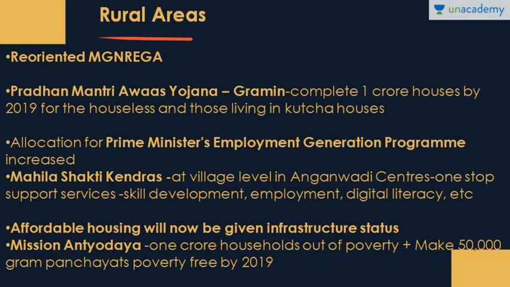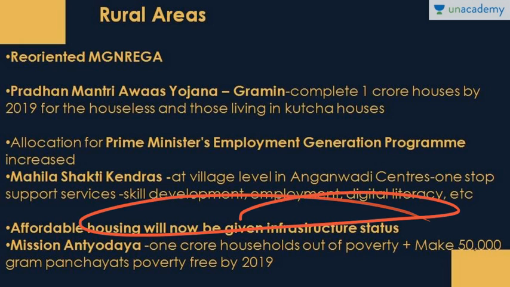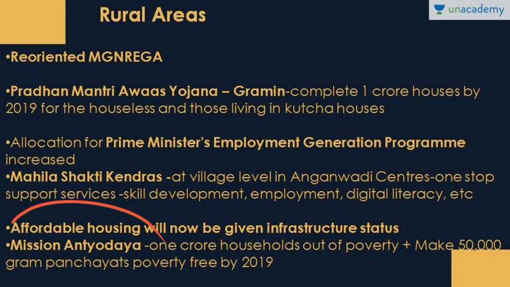Coming to rural areas, one is MGNREGA itself, which we covered on the last slide too. Then we have Pradhan Mantri Awas Yojana Gramin with a target of 1 crore houses by 2019. Then we have an increased allocation to the employment generation program. Simultaneously, we have one-stop centers by the name of Mahila Shakti Kendras, which will be set up in the Anganwadi centers. Then affordable housing has now been given the status of infrastructure. Lastly, Mission Antyodaya. Do mention in the comment section whose philosophy was Antyodaya. Mission Antyodaya will be done to make 50,000 Gram Panchayats poverty free by 2019. 2019 is the very year in which we are celebrating the 150th birth anniversary of Mahatma Gandhi ji.